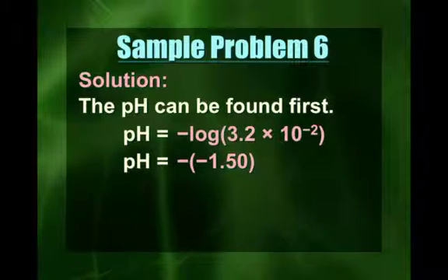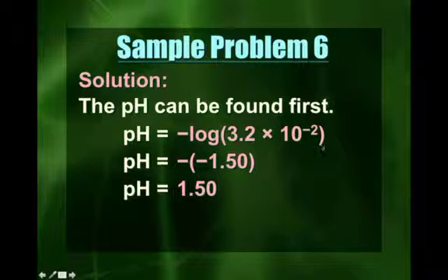You've got to make sure your calculator is in degree mode. Most calculators will have a letter D in either the top right or top left, or sometimes in the bottom right or bottom left corner. You want to see that D, which means you're in the degree system, not R or G for radians or gradians. So make sure you're in degree mode. But you get negative 1.50. The negative times the negative is a positive, so you get a pH of 1.50. So your hydronium concentration was 3.2 times 10 to the negative second, and the pH is 1.50.